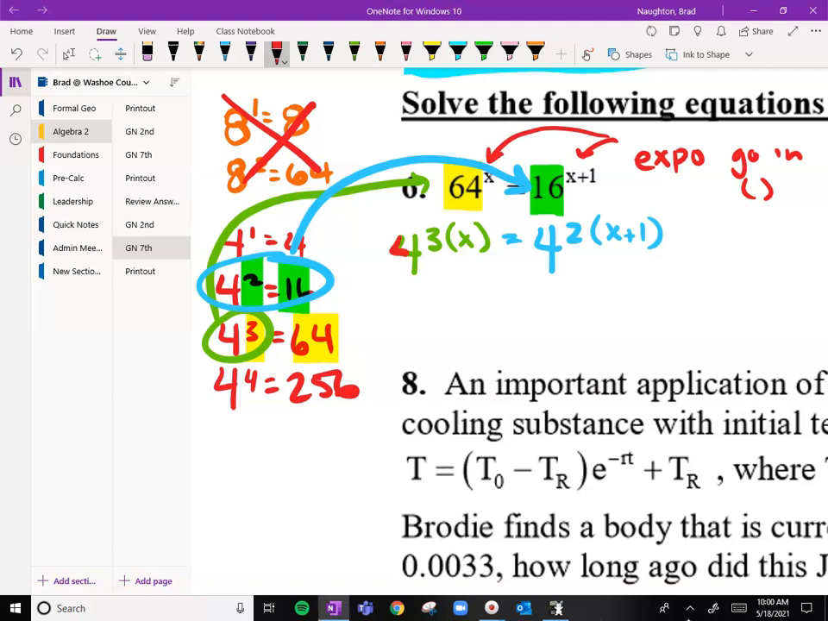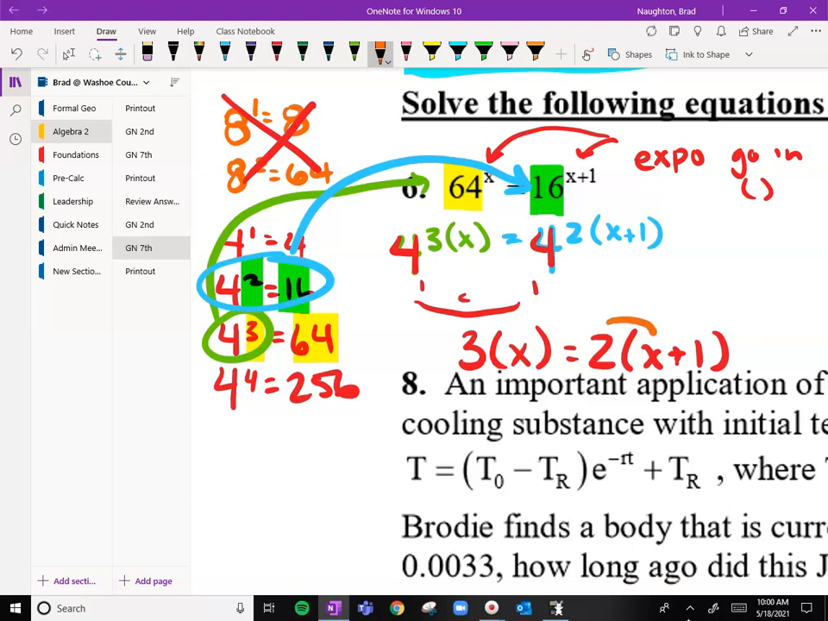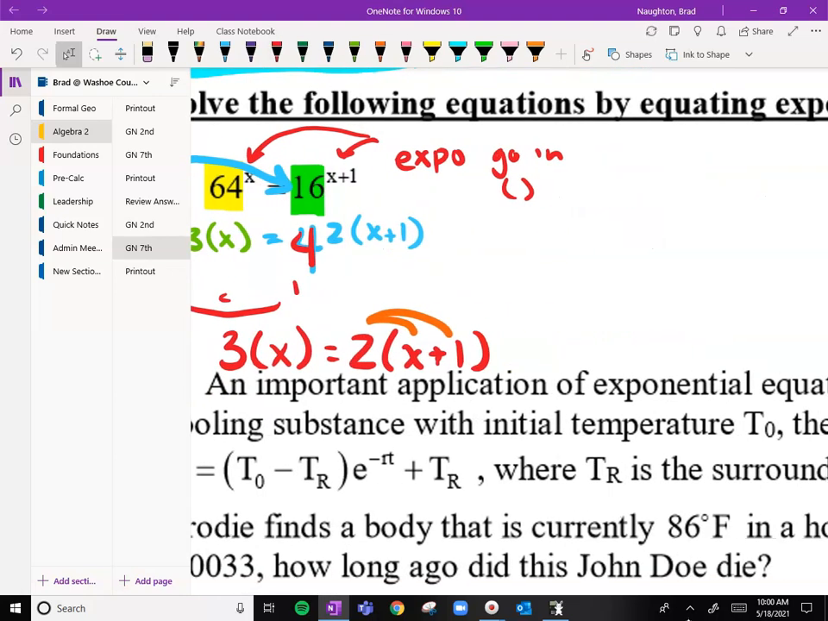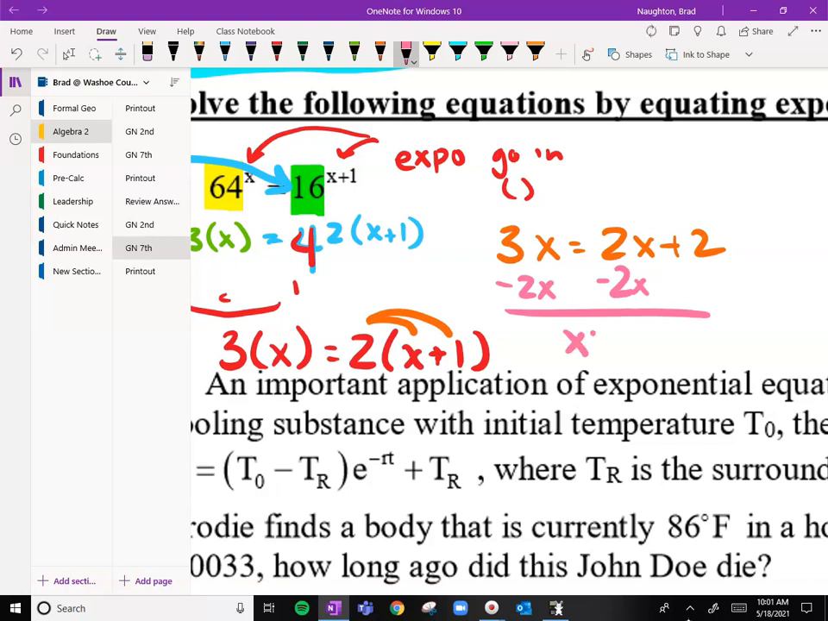So now that we have the same base, because they're both 4s, so same base, smiley face, then we're going to go ahead and have 3 times x is equal to 2 times x plus 1. Doing a little bit of distributing here, and we're going to get 3x is equal to 2x plus 2. Subtract that 2x over to get our like terms together, and I'm going to get x is equal to 2. Okay?